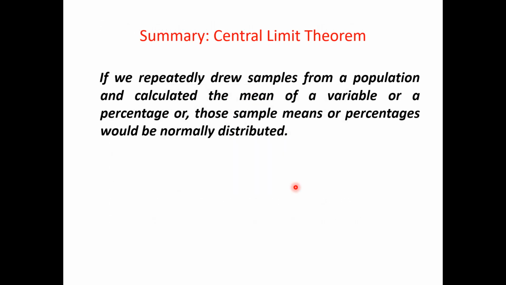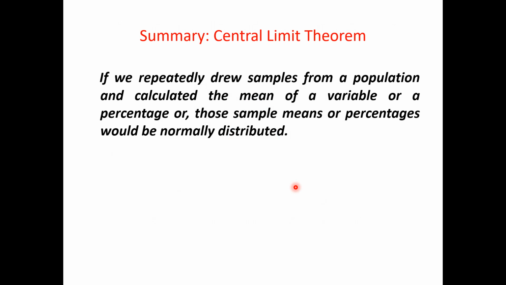Now, we'll just summarize the central limit theorem. The central limit theorem says that if we repeatedly draw samples from a population and calculate the mean of a variable, what could that variable be? It could be height, it could be income, it could be any variable that we are interested in. It could be the roll of two dice, the sum of two dice, the roll of three dice, the sum of three dice, which is actually a uniform distribution.